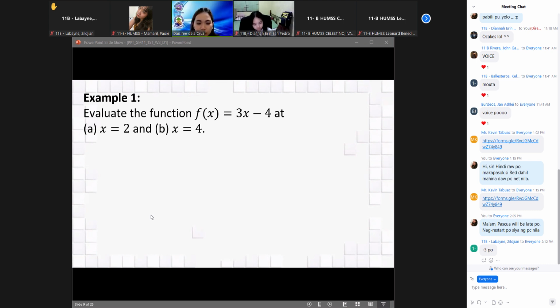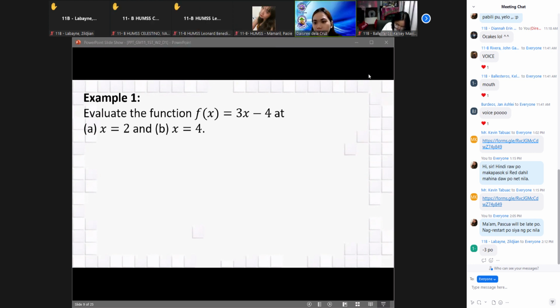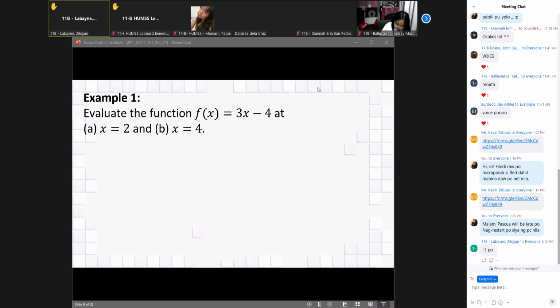Okay. Labay, what is your answer for letter A? Positive 2 po. Okay, positive 2. How about our letter B? Positive 8 po. Positive 8.